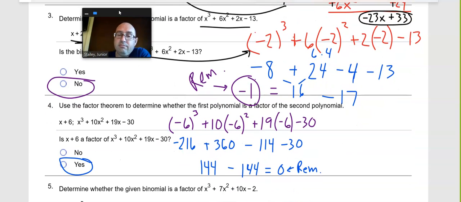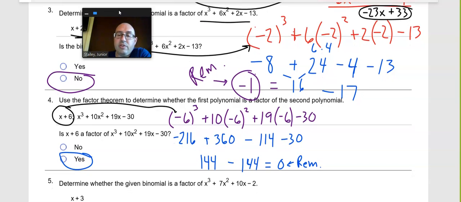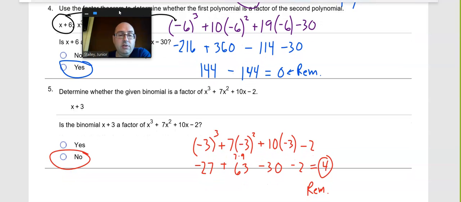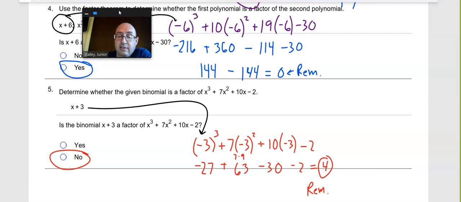Okay, the next one, x plus 6, right? Set it equal to 0, that's -6. Plugging it in, -6 all the way through. Make sure you pay attention to the signs. It does matter. We ended up with 0, so that means the answer is yes, it is a factor. x plus 3 on the next question. So that translates into -3 for the x. Plugged it in, got 4. Did not get 0, so the answer is no.